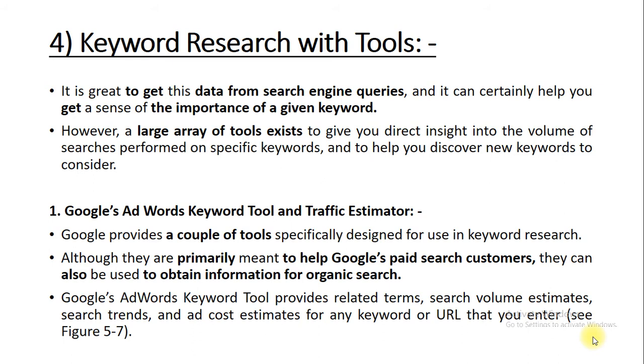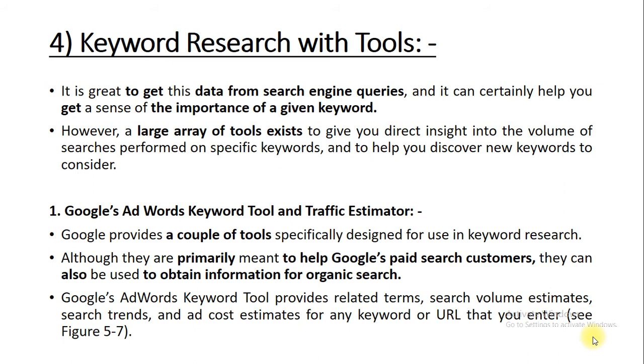First is called Google AdWords Keyword Tool or Traffic Estimator. Naturally, it is a product of keyword only, right? So this tool has been provided by Google, and these are two tools: one is called Google AdWords Keyword Tool, and number two, Traffic Estimator. Both are designed to perform research on a keyword, although they are primarily meant to help Google's paid search customers. They can also be used to obtain information for the organic search.